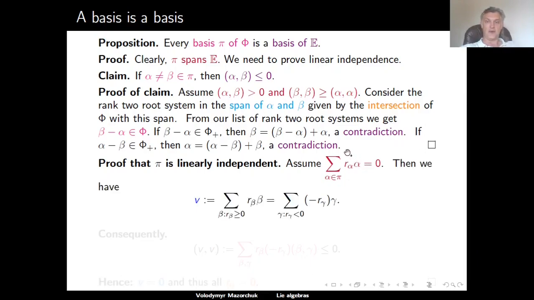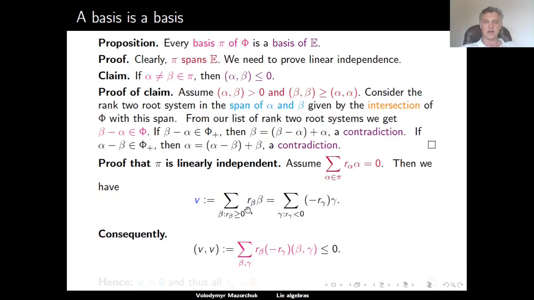Let's leave all summands with positive coefficients on the right side of the equation and move the summands with negative coefficients to the other side. This gives us a vector v, which can be written as a sum over all beta in pi, r beta beta. So here we sum over all beta in pi such that r beta is greater than or equal to 0. And the same vector can be written as a sum over all gamma in pi such that r gamma is less than 0 and then minus r gamma gamma.